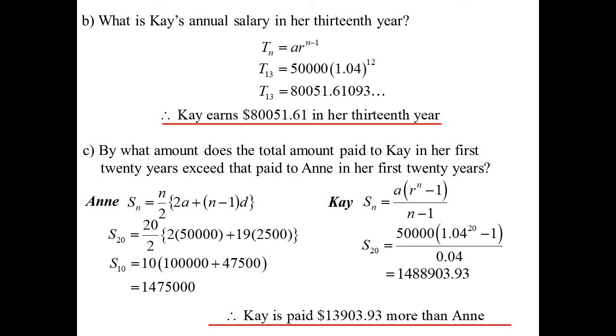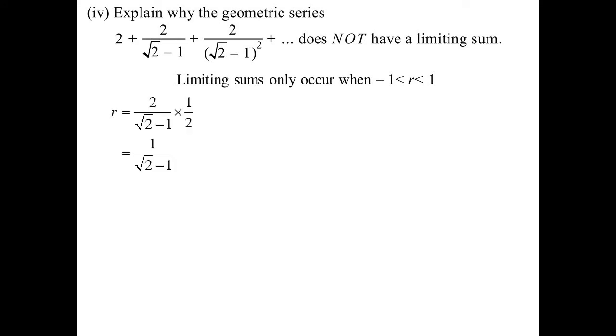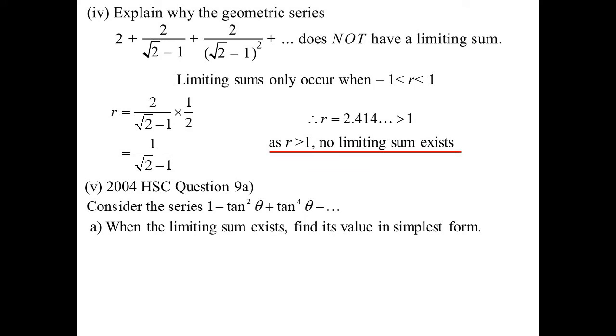She's ended up with $13,903.93 more than Anne. Explain why the geometric series, so this sort of question, it's just wanting us to show that we understand the conditions for a limiting sum, and that condition is simply the ratio is in between -1 and 1. So our one, the ratio is 1 on root 2 minus 1, which is about 2.4, so it does not have a limiting sum. No good. 2004, also on the limiting sum, but a lot more interesting.